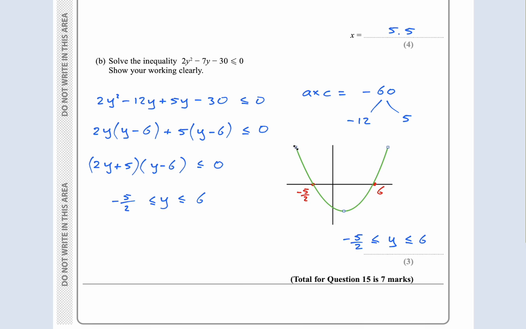Okay, something like that. Then where is this thing less than 0? Well, it's less than 0 here, between -5/2 and 6. If it was greater or equal to 0, then you do less than -5/2 and greater than 6. Anyway, you don't actually have to draw the graph to get the full marks, but you do need to factorize.